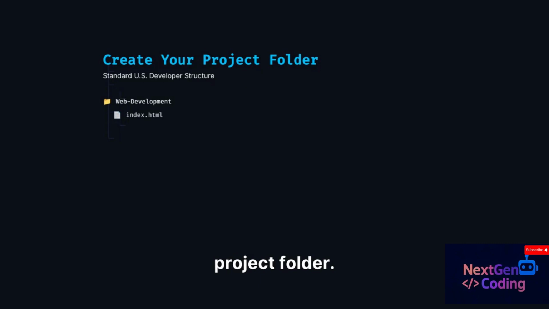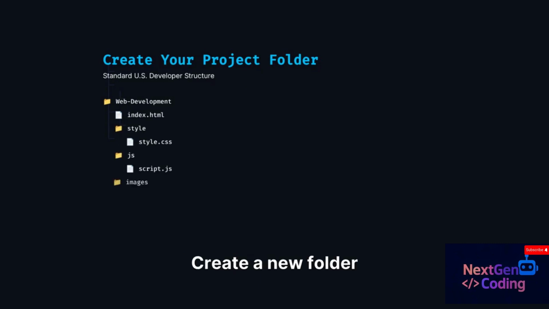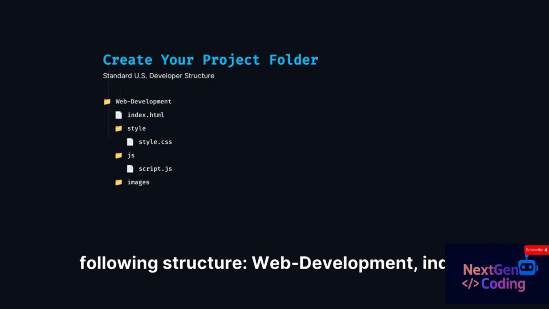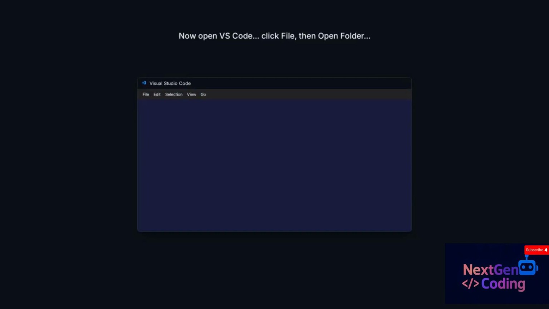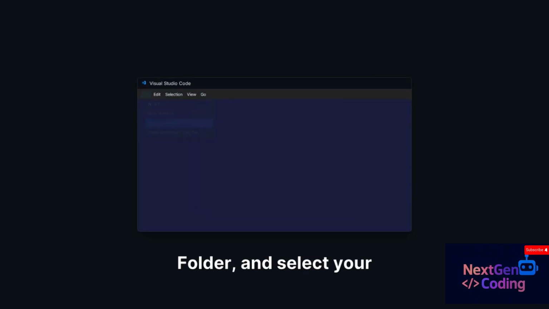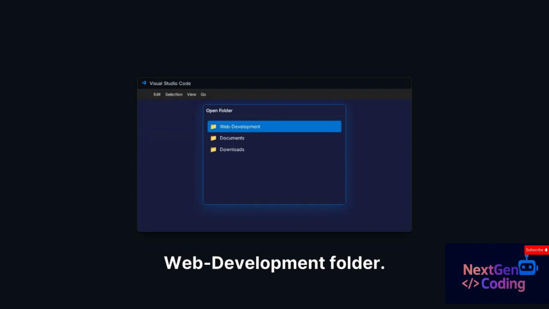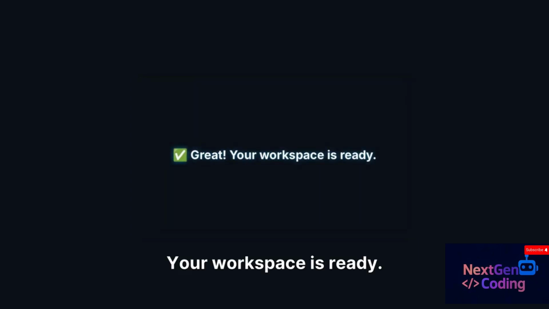Next, let's create your project folder. Create a new folder named Web Development Basic. Inside it, create the following structure: Web Development, index.html, style, style.css, JS, script.js, and images. This is the exact folder style most US developers follow. Now open VS Code. Click File, then Open Folder, and select your web development folder. Great! Your workspace is ready.